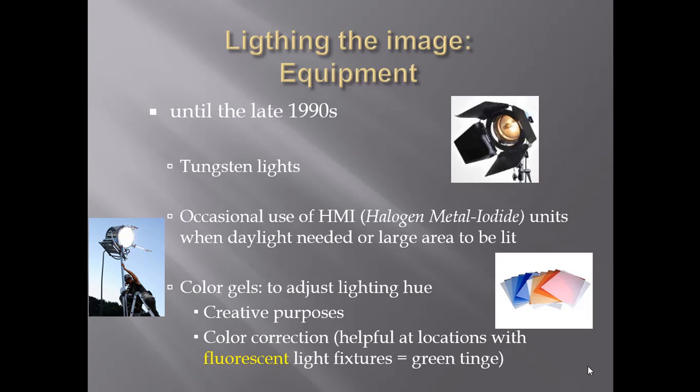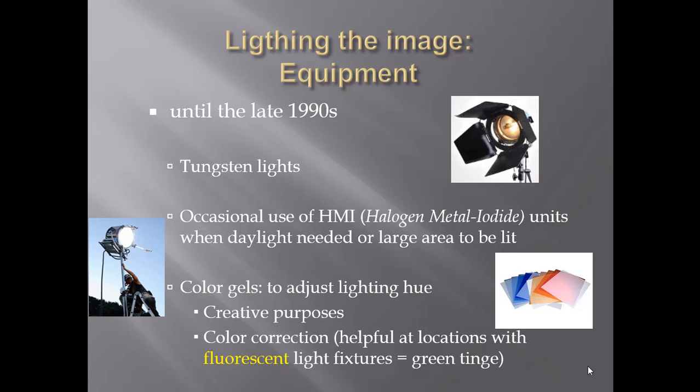The book goes on talking about the equipment related to lighting the image. It says that until the late 1990s, tungsten lights were very frequent. HMI lights, that are halogen metal iodide, were not frequently used because they were very expensive and energy consuming, but they were used when daylight was needed or there was a very large area to be lit.